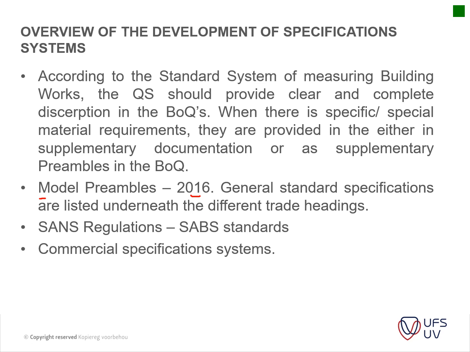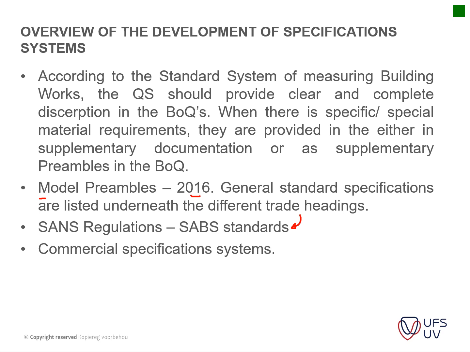I'm not going to go into that. What usually happens, the model preambles refer to specific regulations in the SABS, and so the two go hand in hand. Your SANS regulations is basically your most important specifications that you've got. For instance, how items are to be built, how excavation should be done, how long curing should take place, and so forth.